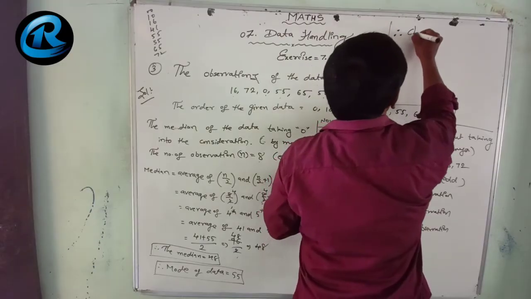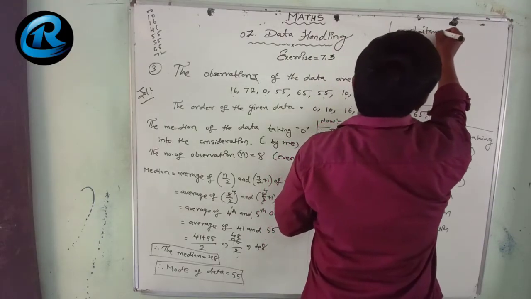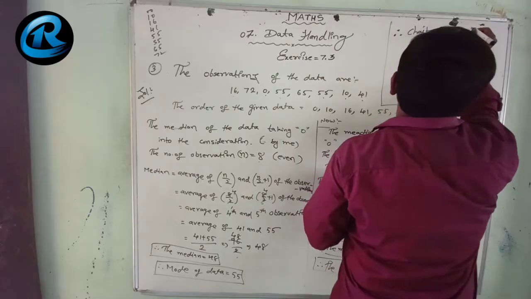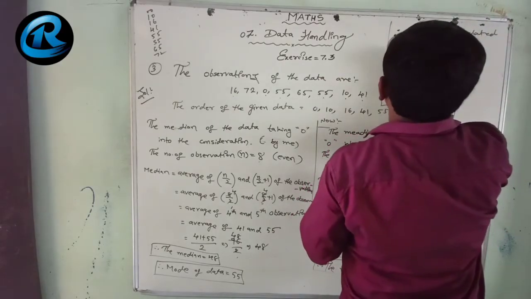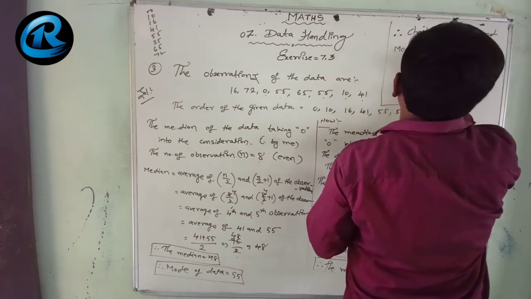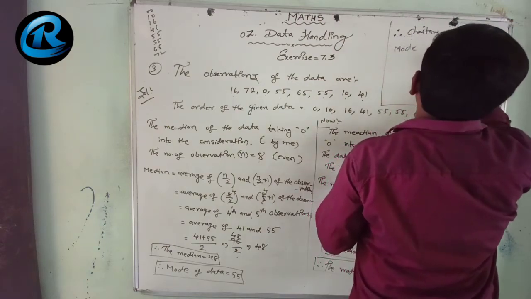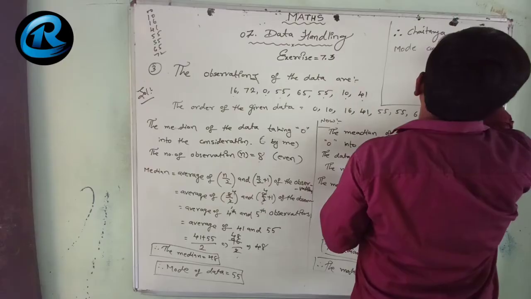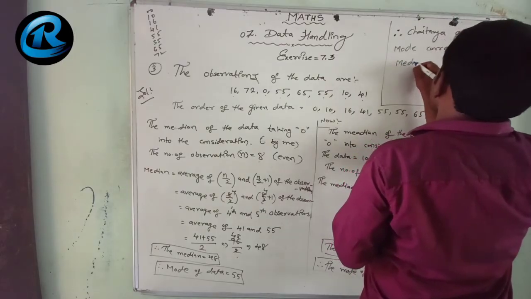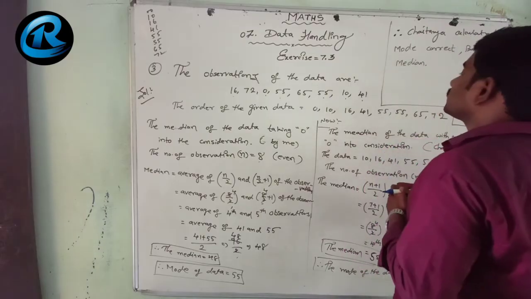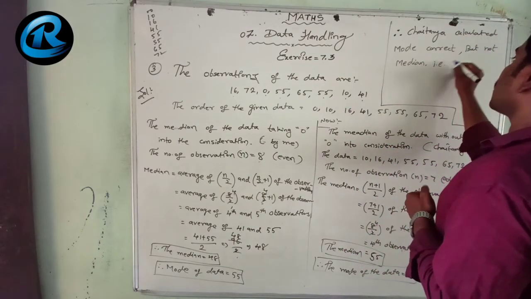Therefore, Chaitanya calculated mode correct but not median. That means the median is wrong.